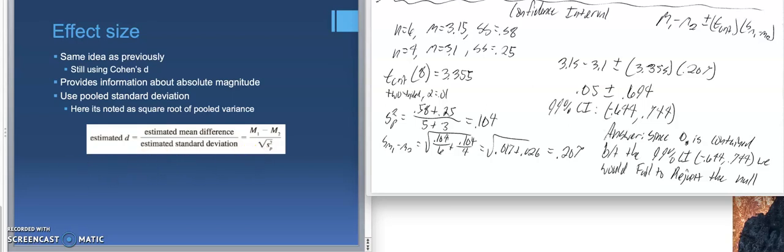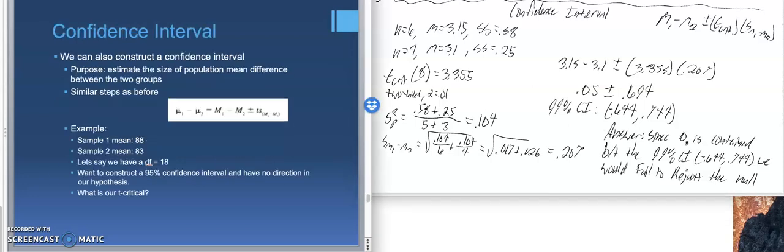Okay, let's set that aside and go on to our confidence interval. The way this works, we're focused on this piece and we're solving for the population difference. So this one's a bit different. We are going to compare the sample means and then do plus or minus the t critical multiplied by the estimated standard error.